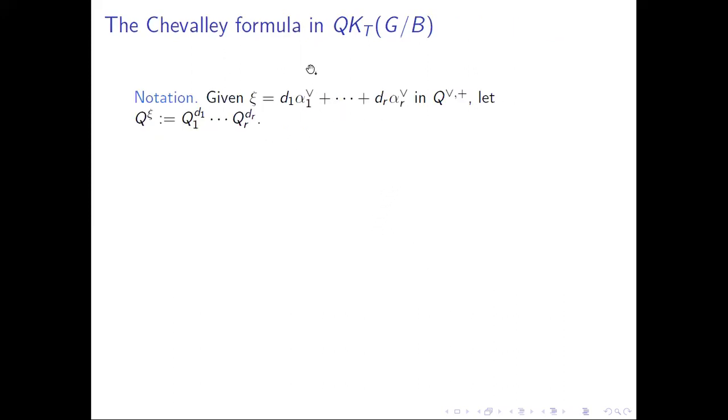So finally, I can write down the Chevalley formula in quantum K-theory. So here you take, some notation, an element in the positive part of the coroot lattice, so written in the basis of simple coroots with coefficients d1, ..., dr. These are called degrees. So then you have a monomial in the q's corresponding to this, where you just take the variable qi to the power di and multiply.